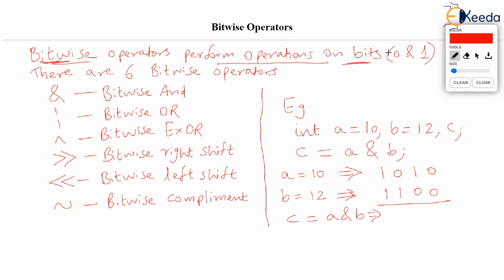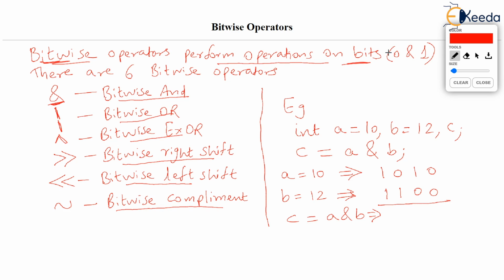Well, there are 6 bitwise operators in C language. The single ampersand symbol stands for bitwise AND. This pipe symbol, vertical line, stands for bitwise OR. Then we have the cap symbol, which stands for bitwise XOR. Then two greater than symbols written in quick succession stand for bitwise right shift. Two less than symbols stand for bitwise left shift, and the tilde symbol stands for bitwise complement.